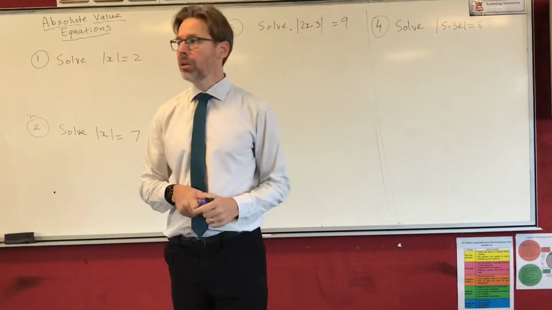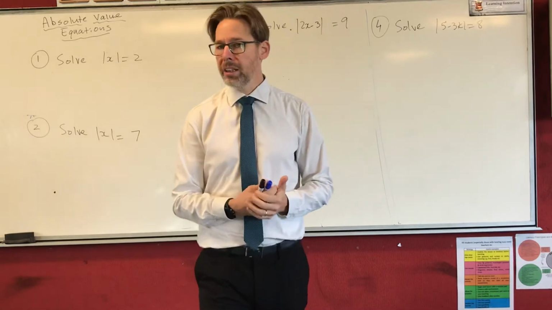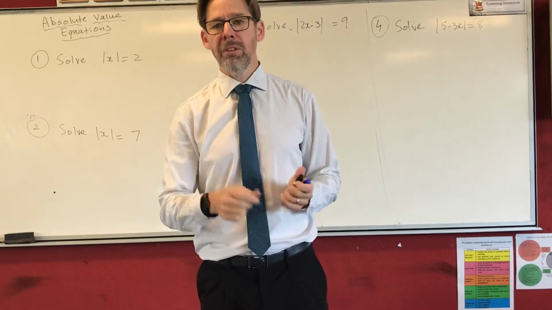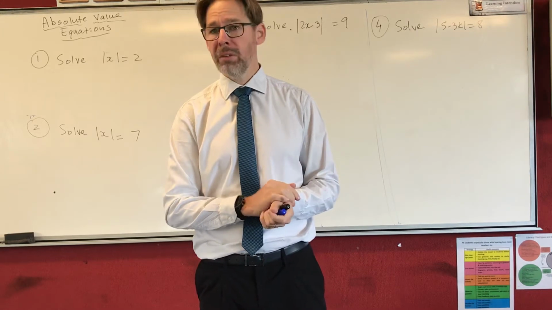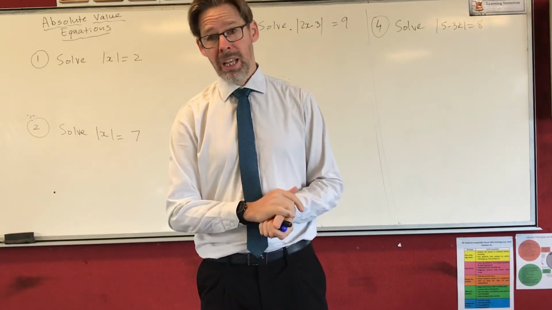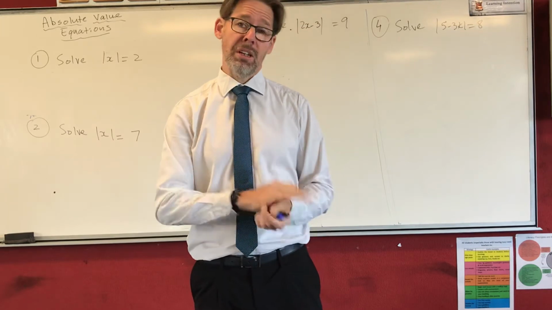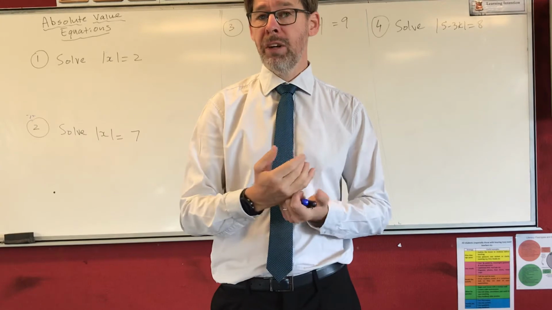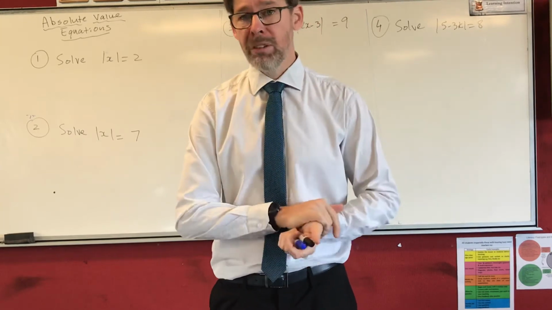Y11 Advanced, we're going to look at absolute value equations today. Now the key idea for this lesson is that absolute value makes everything positive. So for example, the absolute value of -3 is 3. Absolute value of 3 is also 3. Absolute value of -5 is 5. And absolute value of 5 is 5. So absolute value makes everything positive.